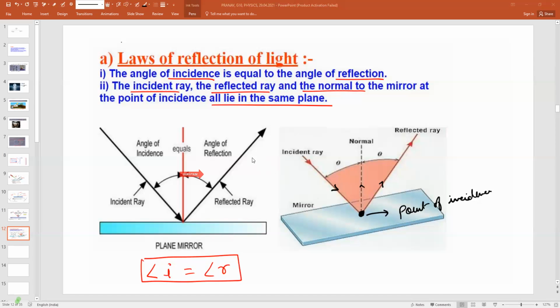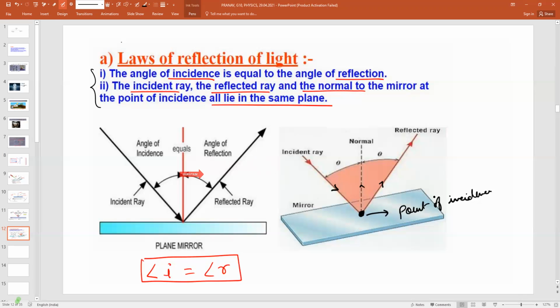Okay, so here, shall we start? Yes. Here you can see they have mentioned that the angle of incidence is equal to the angle of reflection. So please make a note of it. And should I note down all the points? Yes, both points.